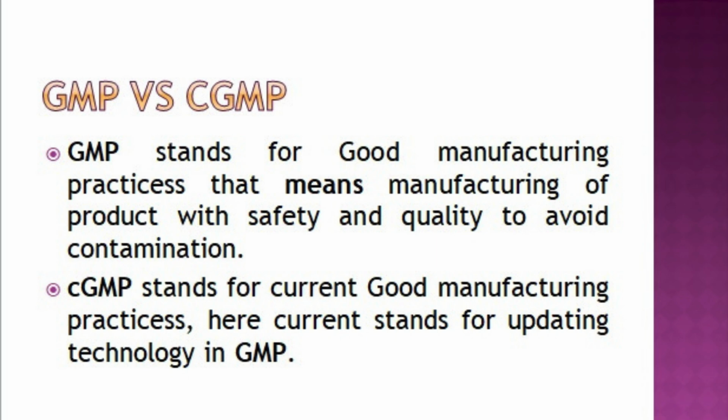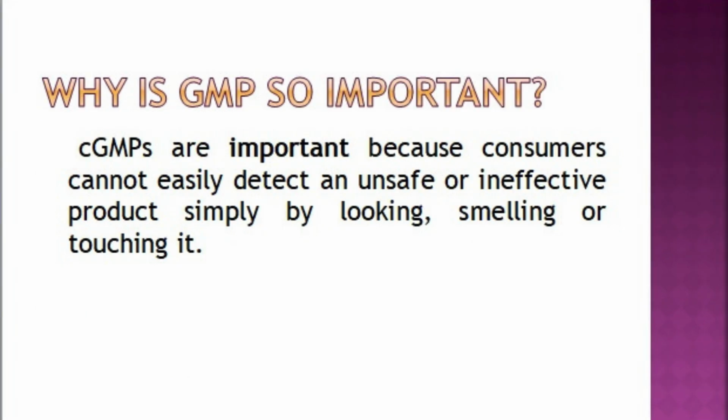This ensures that companies continuously improve their systems and processes to meet evolving industry expectations and maintain product quality and safety. CGMP is critically important because consumers cannot easily identify if a product is unsafe or ineffective just by looking at it, smelling it, or even touching it. Unlike visible defects, many safety and quality issues in pharmaceutical and other products are not detectable through our senses. That is why GMP ensures every step of the manufacturing process meets strict quality standards so that the end product is safe, effective, and reliable.